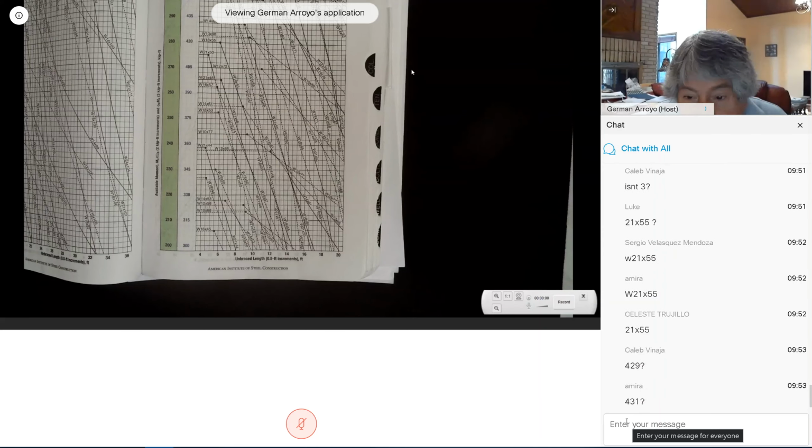So I went to chapter 3. I went to chapter 3 like I did before, and for the W21 by 55. So I went to chapter 3 because all the information is given in chapter 3. How do you use the chart when C should be not equal to 1?